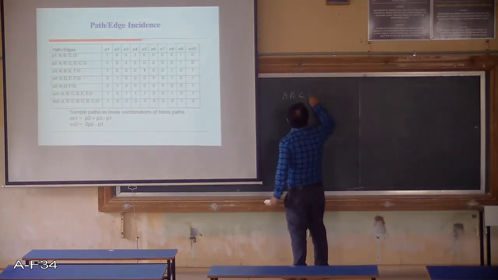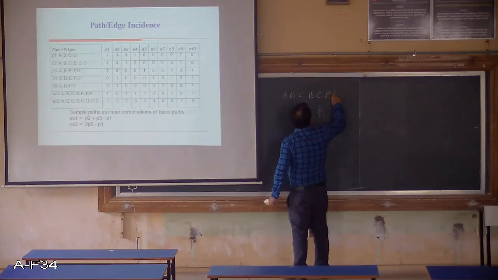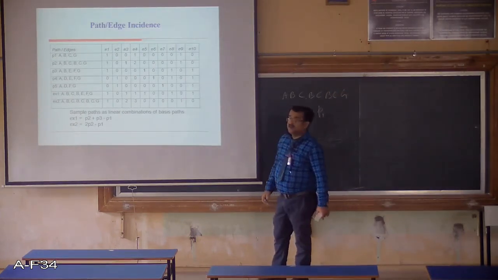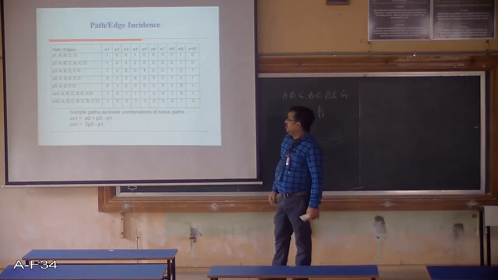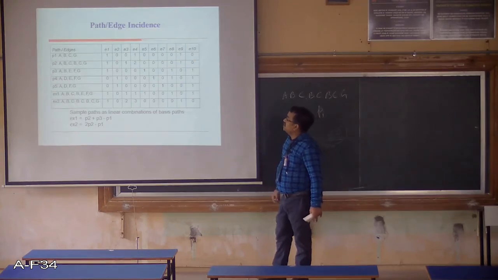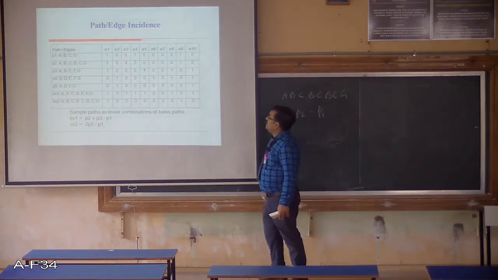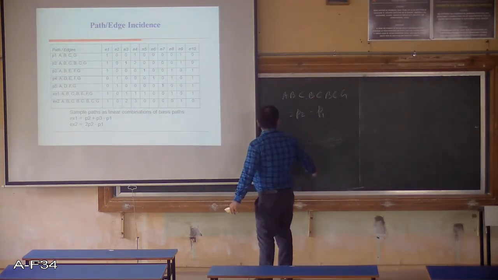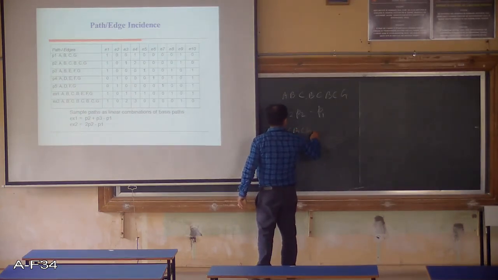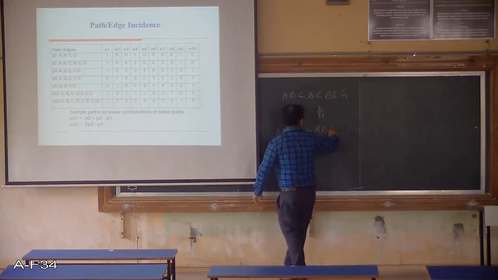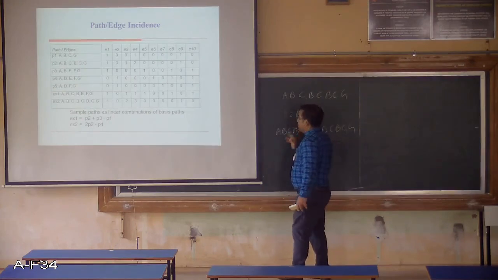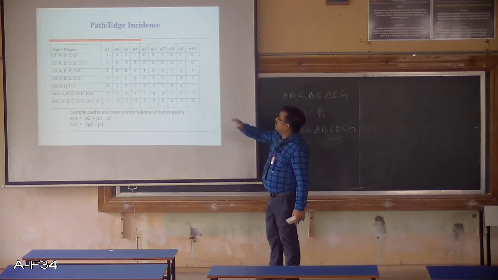You get BC, BC, BC and G. Okay, so P2, as you can see, you just concatenate it twice, that is A, B, C, B, C, G, A, B, C, B, C, G, so it makes it 2p2 minus p1.